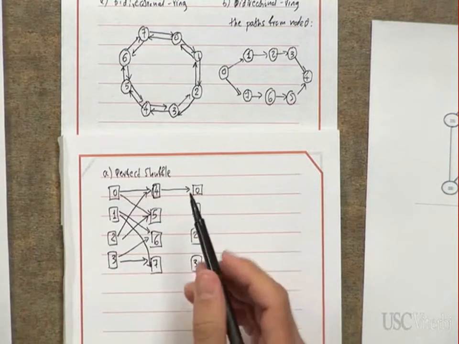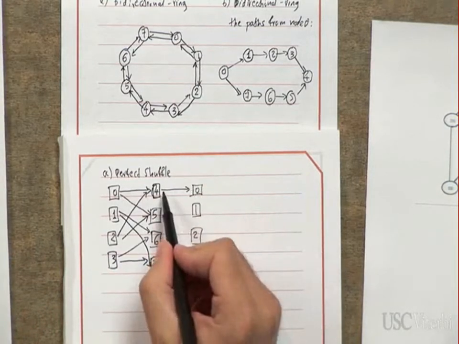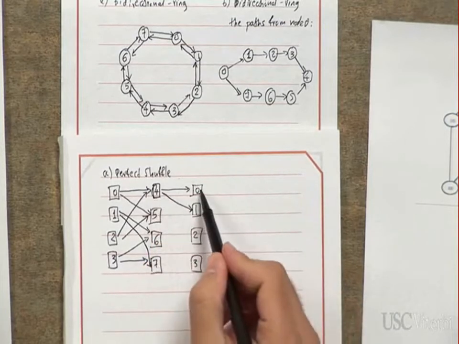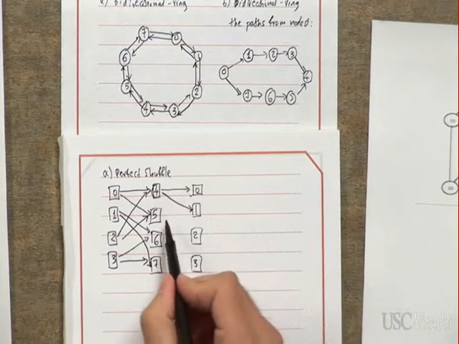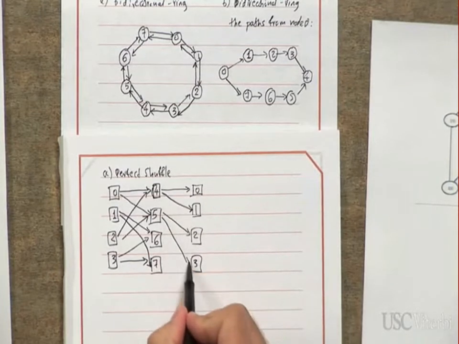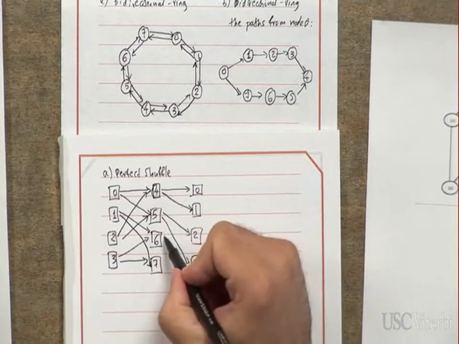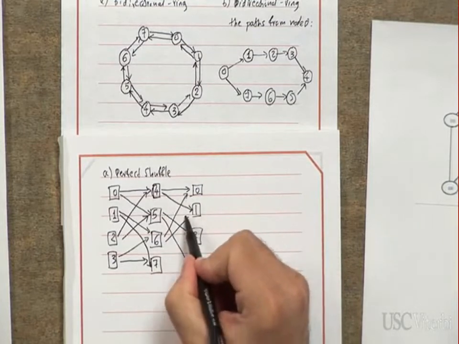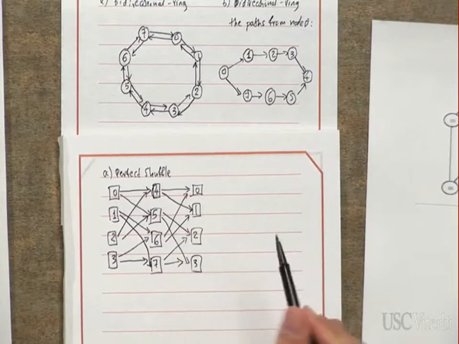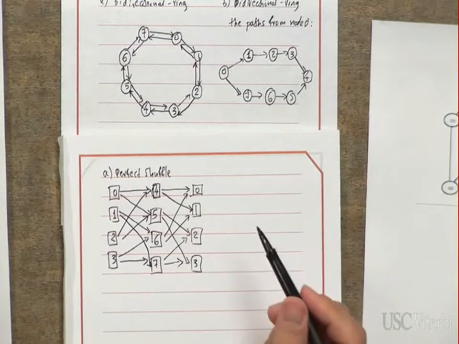Alright? Now, those guys: 4 is connected to 0 and 1. 5 is connected to 2 and 3. 6, same thing. Okay? And 7 is connected to 2 and 3. Perfect shuffle.